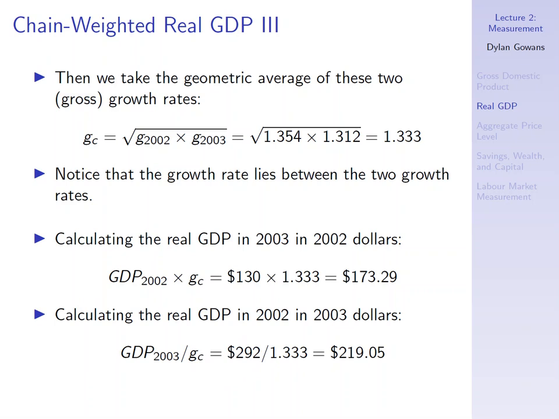So to summarize here, we first figure out what the growth rate is using our formula from above. And then we use that growth rate to calculate real GDP in whatever year's dollars by moving either ahead or backwards from the GDP of that year using our calculated growth rate.